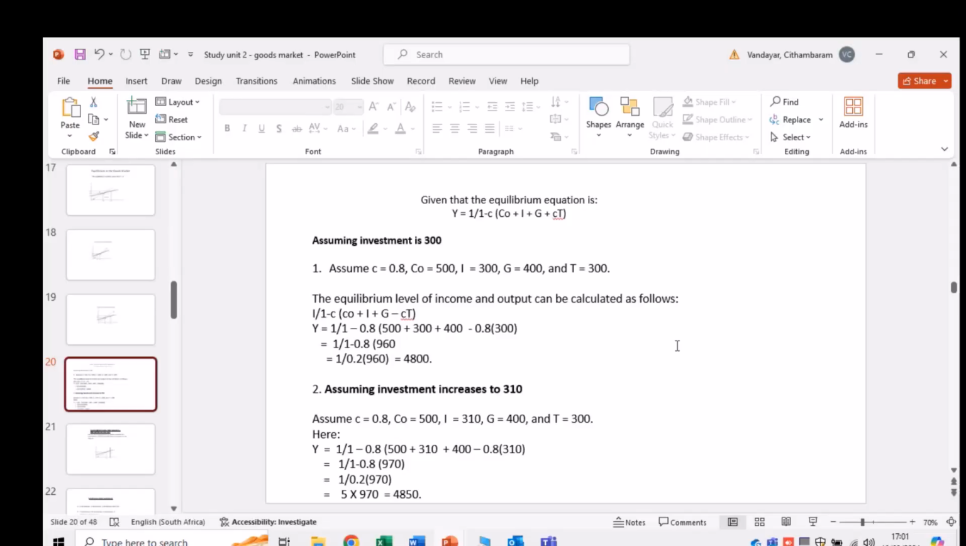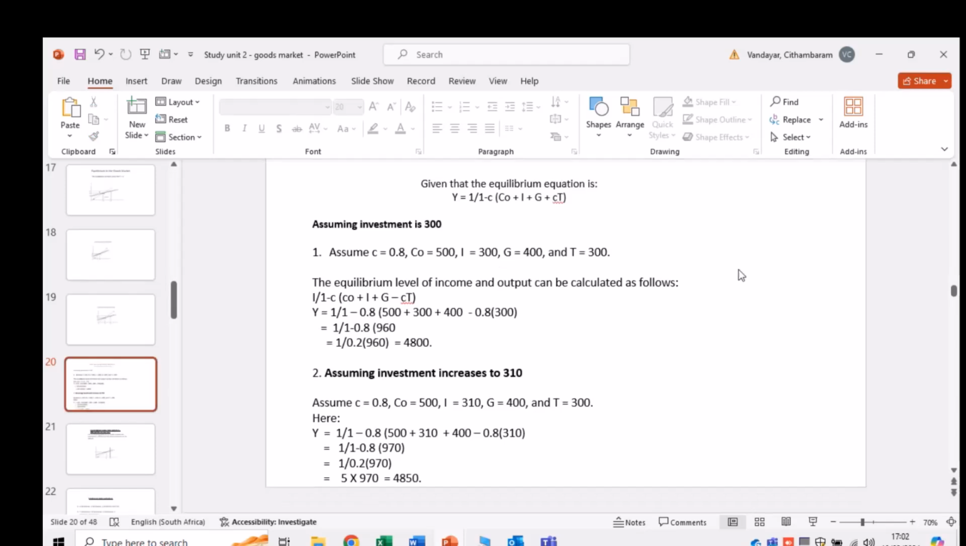Hope you're well. Can you see the screen? I'm just going to look at this one on 20. Pay particular attention because I'm going to give you an exercise to do just now, very similar to this.